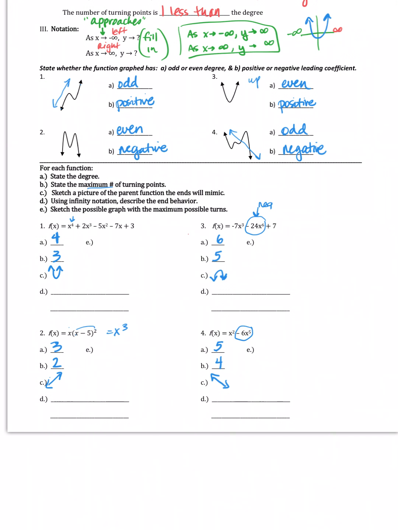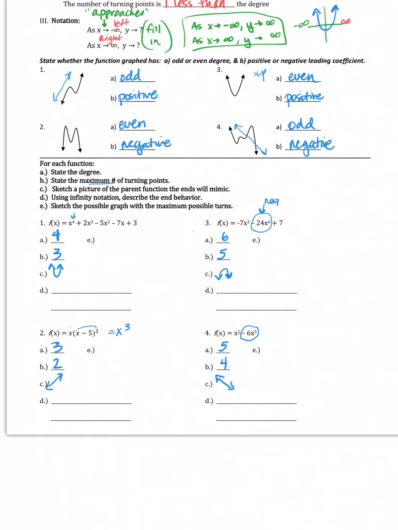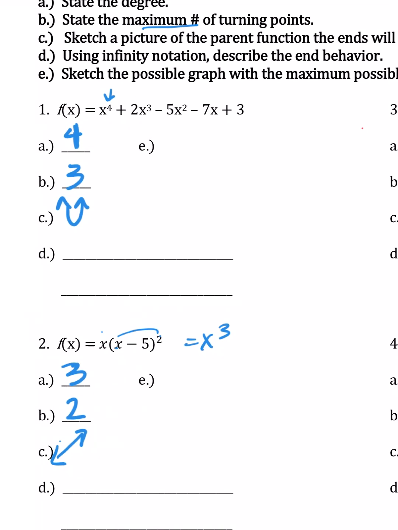Okay? All right, D, using infinity notation, describe the end behavior. So we can know that from what we put on C. Okay, so let's do this really quick. So we would say as x approaches negative infinity, y approaches, so as x looks left, what is it doing? It's going up. It goes up to positive infinity. As x approaches positive infinity, y approaches positive infinity.